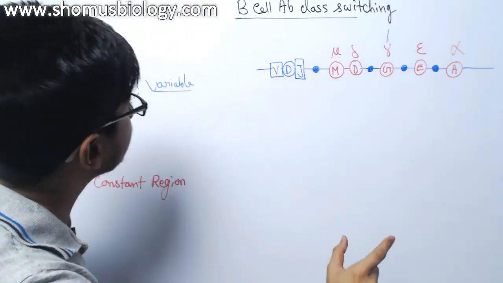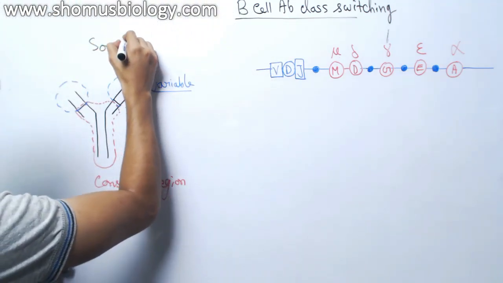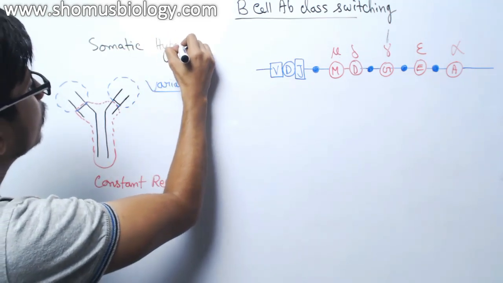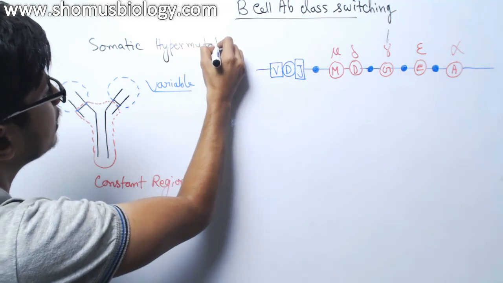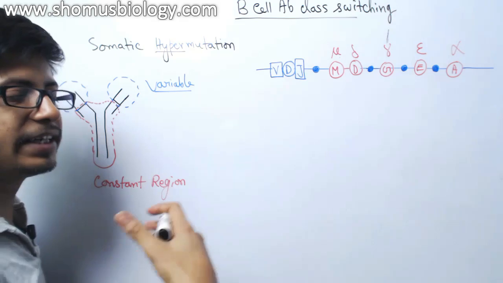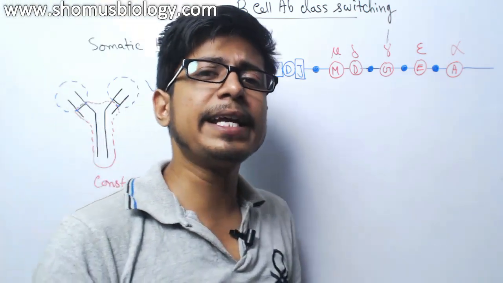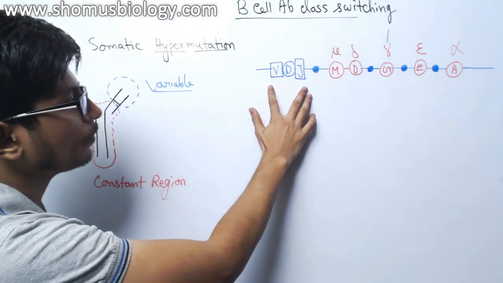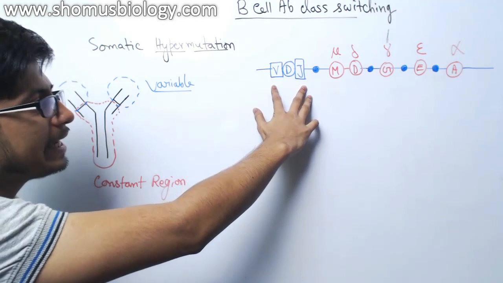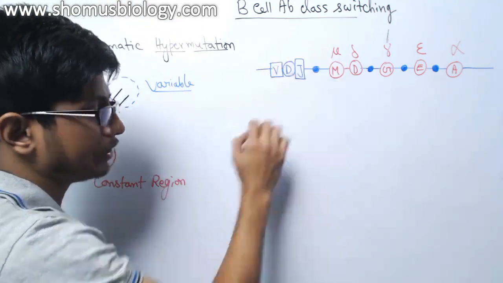The term somatic hypermutation. Somatic means inside the cell, and hypermutation, this is a term that explains a lot. Hyper means it's very reactive, and mutation. So mutation is very active in this area of variable region. Okay? It's also active in constant region, but less. It's more active in the variable region.